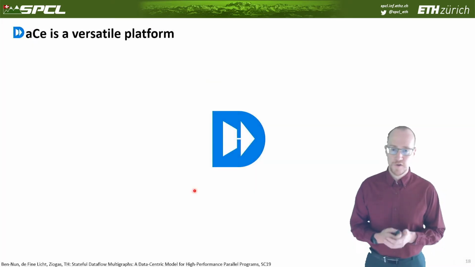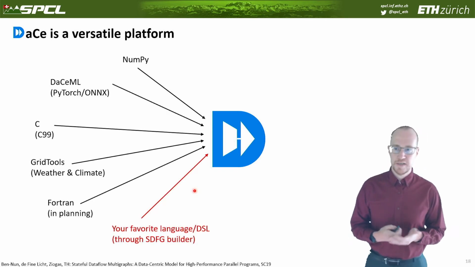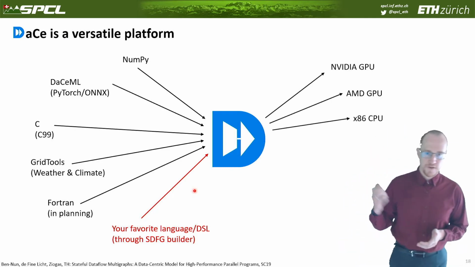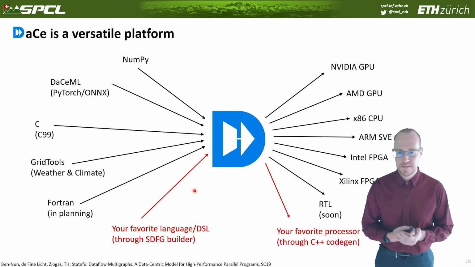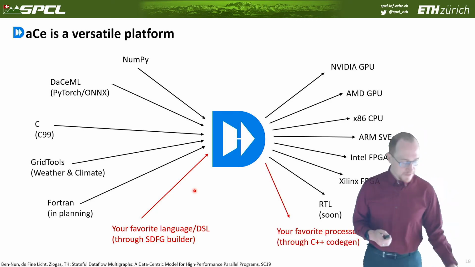So this is how it works. DaCe is an extremely versatile platform. So far we have various front ends: NumPy, DaCeML, C, GridTools, and Fortran in planning. We have lots of backends: NVIDIA GPUs, AMD GPUs, x86, ARM, Intel, Xilinx FPGAs. Soon we will have an RTL backend, and it's relatively easy to extend.